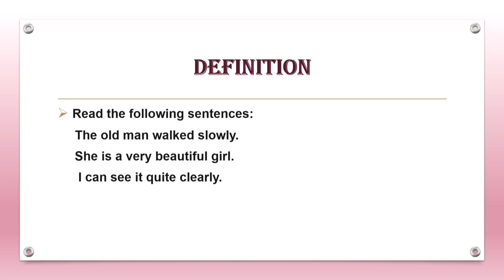Now next sentence, I can see it quite clearly. Again, quite indicates how clearly I can see. Thus the word quite modifies the adverb clearly. Here beautiful is your adjective and walked is your verb.